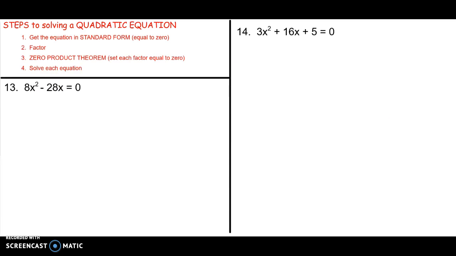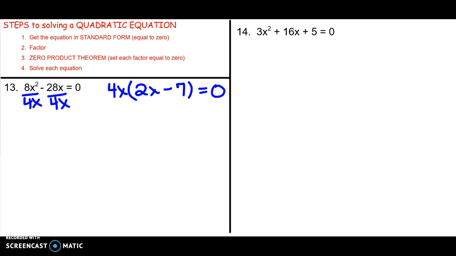All right, question 13. Step 1, get the equation in standard form. Remember, that means equal to 0. Our equation that they gave us is already equal to 0. Step 2 is to factor. When I look at 8 and 28, I know that I can do a GCF, and I can take out a GCF of 4x. So I'm going to factor this one using GCF. So I'm going to write 4x, and then what am I left with when I divide? I'm left with 2x, and I'm left with -7, and that's going to be equal to 0.